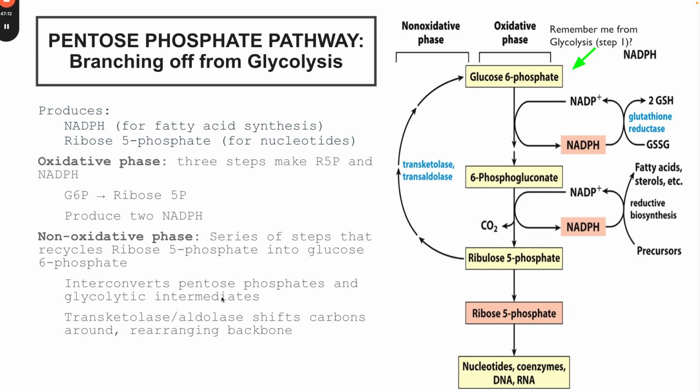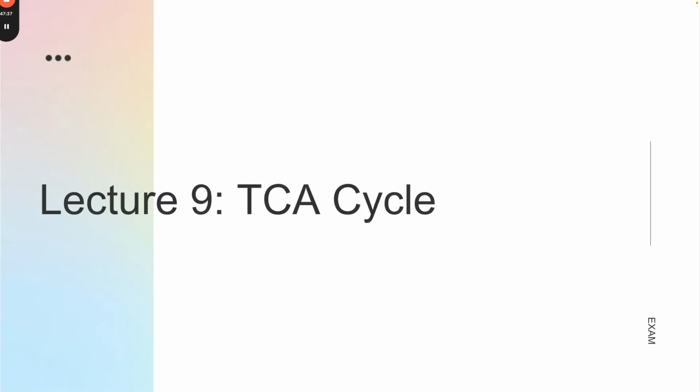I think the key thing to note is that our pathways are connected. Glucose 6-phosphate goes to glycolysis, but it also goes to the pentose phosphate pathway, and that can go to form nucleotides, coenzymes, DNA, RNA, or it can go to form fatty acids. So the key to this slide, while understanding the steps, is to note that everything is pretty connected in terms of pathways in the body. All right. Any questions? Okay.